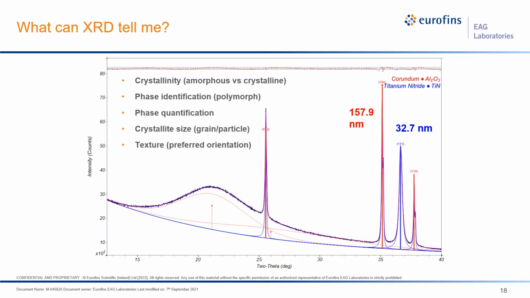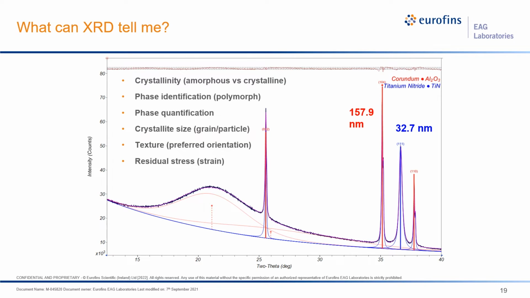Next up is texture or preferred orientation. This information is contained in the ratios of the diffraction peaks and their intensities, and how they compare to our reference materials. This type of analysis is often used for determining preferred orientation in thin film samples.